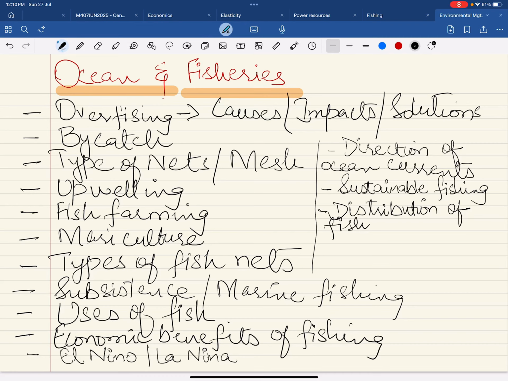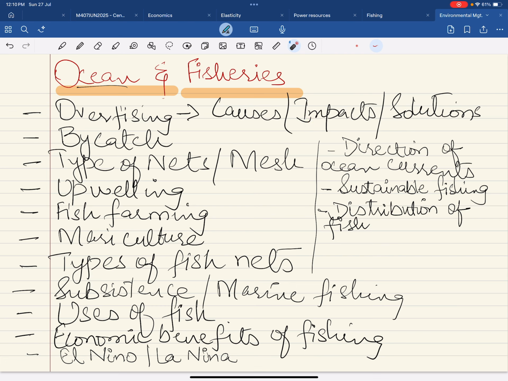Today's session is about the chapter Ocean and Fisheries. If we talk about the topic Ocean and Fisheries, then basically this is the key content that we need to cover in this chapter, which includes overfishing. We are going to talk about the causes of overfishing, the impacts of overfishing, and the solutions to overfishing.